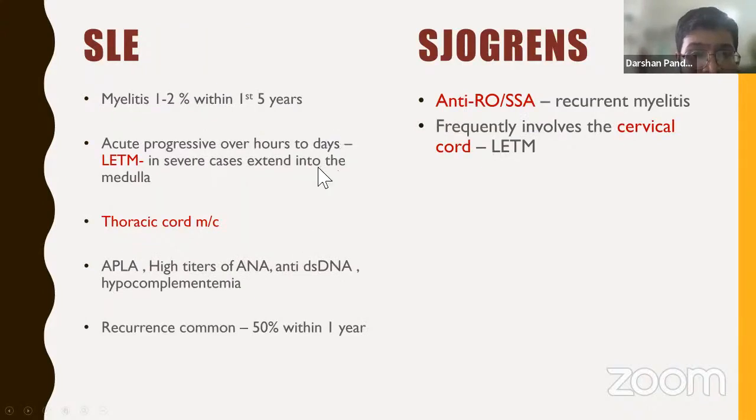SLE myelitis occurs in 1 to 2% within the first 5 years. It is usually LETM, and in severe cases extends even into the medulla. The thoracic cord is most common. If there are high titers of ANA, anti-dsDNA, antiphospholipid antibodies, or low complements, then it's high risk. Recurrence is quite common in SLE myelitis, 50% within 1 year. In Sjogren's, if it is associated with anti-Ro SSA, there is a recurrent myelitis risk, and the cervical cord is frequently involved.